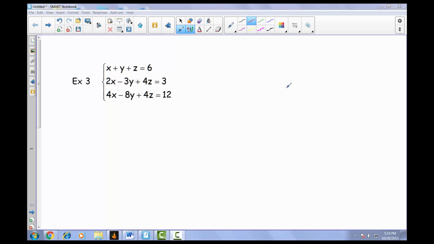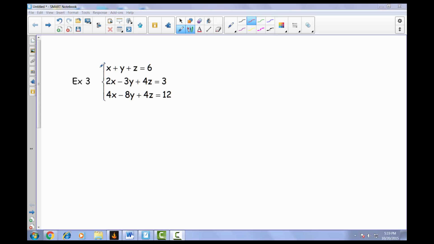Here we're looking at example 3 from our 3.4 set of notes. We're asked to solve this system of equations. When we're looking at our system, we're trying to use that strategy of getting one of the variables to cancel immediately, and if possible, try and get lucky with canceling out multiple variables.